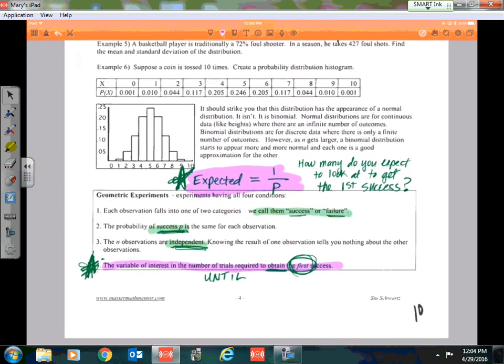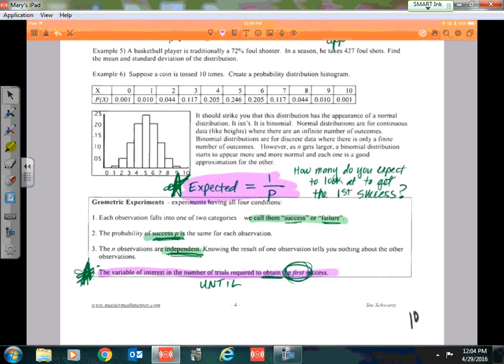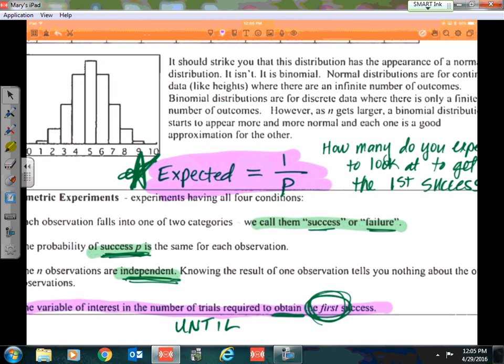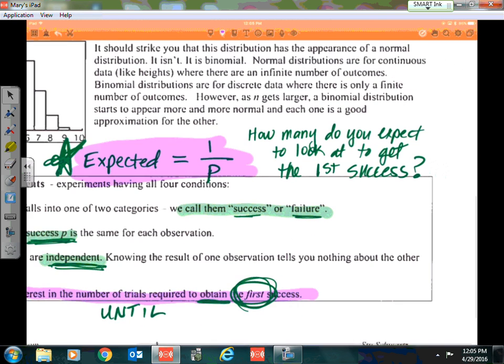Last thing on this, and then we're going to start some problems, I think, is for geometric, the expected formula is not on the formula chart. Okay, so this is something that you have to memorize. And basically the question would be something like this.